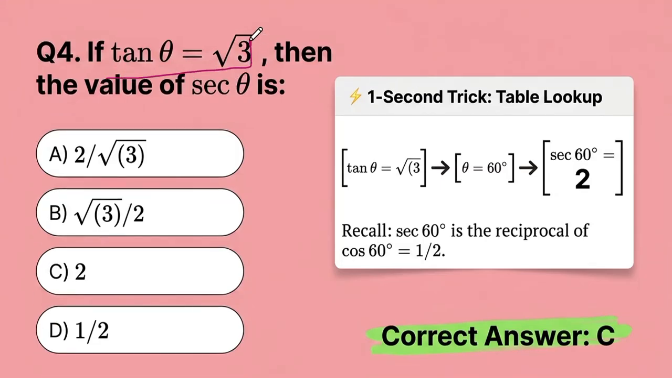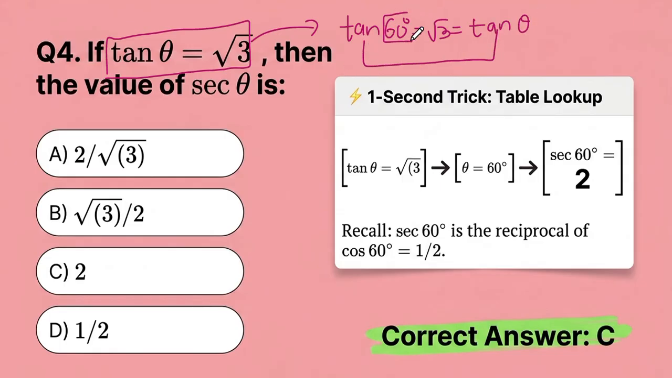Tan theta is given as root 3. This is also a table value. At what angle do we get tan theta equal to root 3? Root 3 is tan 60 degrees. So if we compare, theta is 60 degrees. We have to find sec theta, so it is sec 60. If you don't know the value of sec 60, sec is the reciprocal of cos. Cos 60 is 1 upon 2, and the reciprocal of that is 2. So the correct answer is option C.